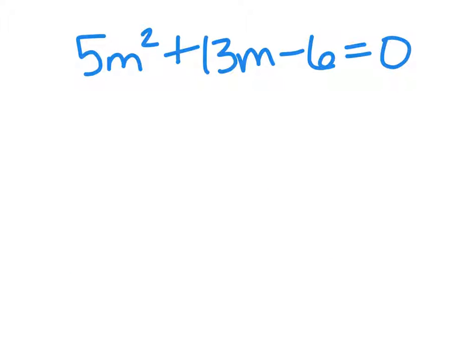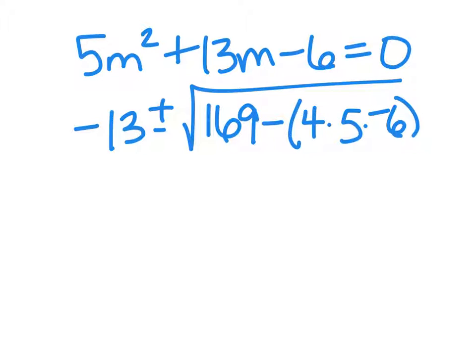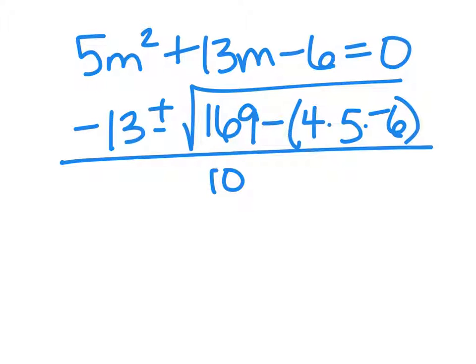All right, guys, here we go. So let's do quadratic formula. We've got -b plus or minus square root of b squared minus 4 times a times c all over 2 times a, or 2 times 5, which in this case is 10. First thing you want to do is you want to simplify this square root. And if you simplify the square root, 169 minus 4 times 5 times -6 ends up being 649, which is a pretty nasty square root.